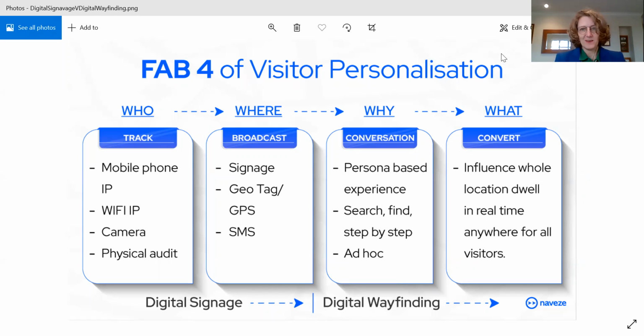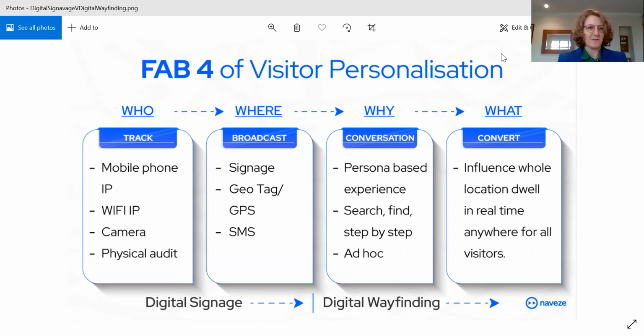So the Fab Four of visitor personalisation is, who are your visitors? So what tools do you have to track them? The second of the Fab Four is, of course, where are your visitors and what can you broadcast or communicate with them? The third one is why. So to enable a conversation with your visitors, and also what are those visitors thinking they're going to do and what do you want them to convert into doing?